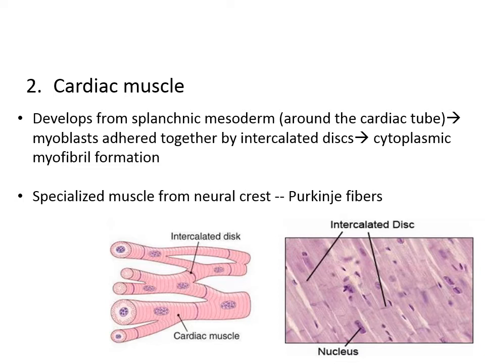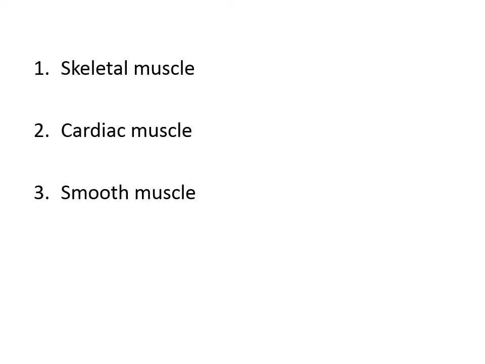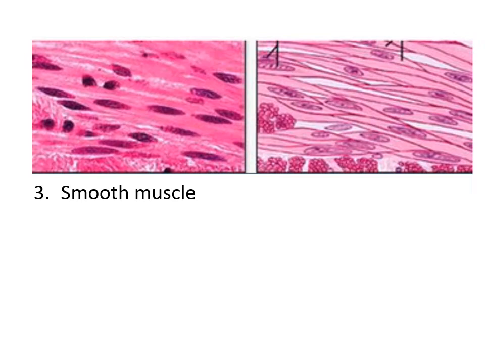So the third type of muscle is smooth muscle. As you see, it has spindle-shaped smooth muscle cells with oval, centrally located nuclei.